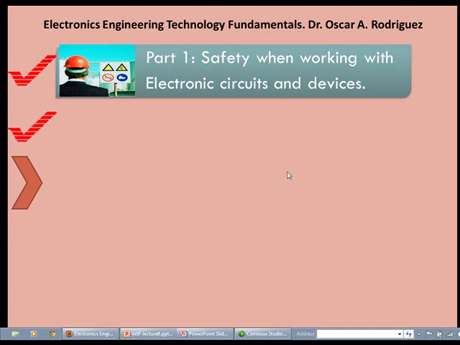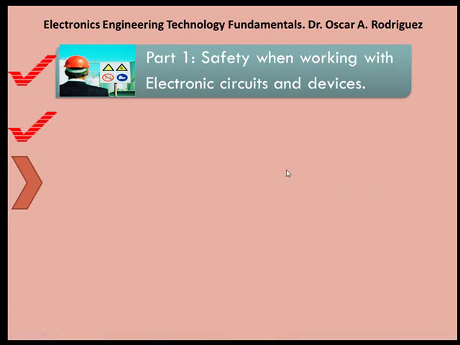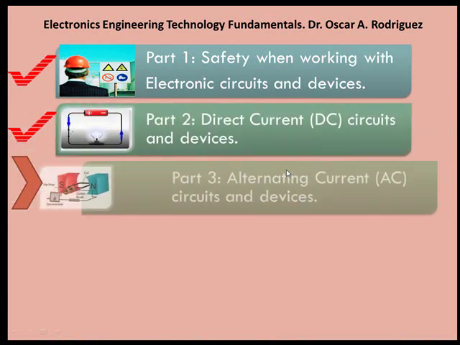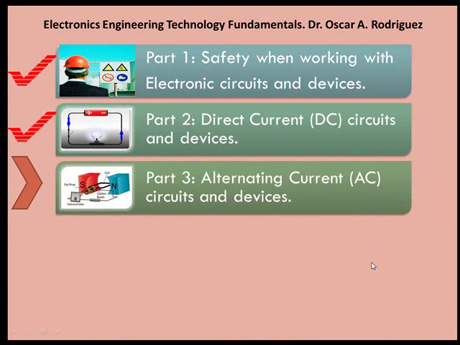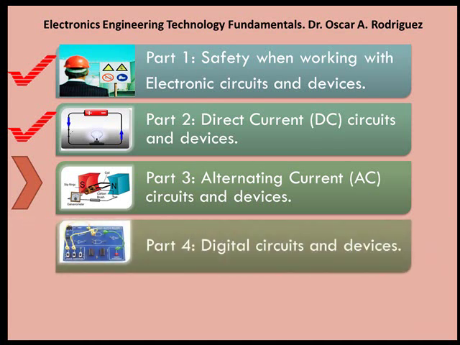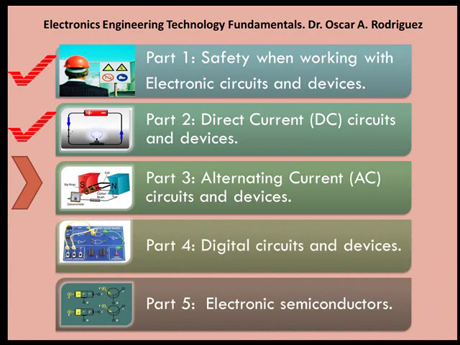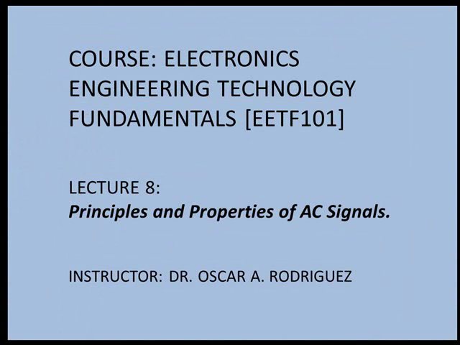And we have discussed part 1, part 2, and we've been covering part 3 already. This coming discussion is lecture number 8, which is the closing of part number 3. After that, we have part number 4 and then part number 5 to conclude the course. So let's go into today's lecture to cover the topic of principles and properties of AC signals.